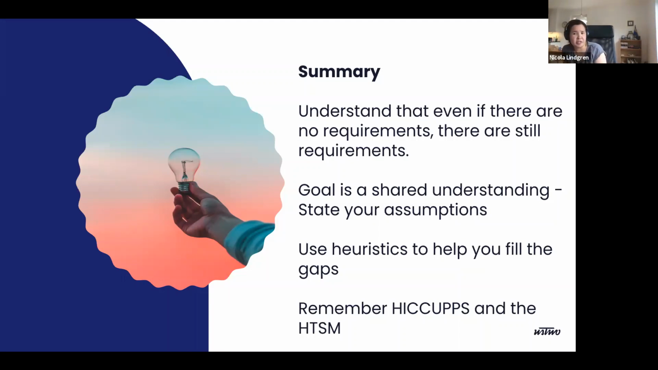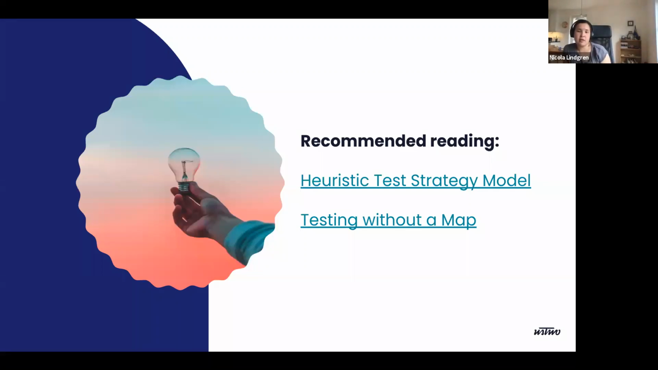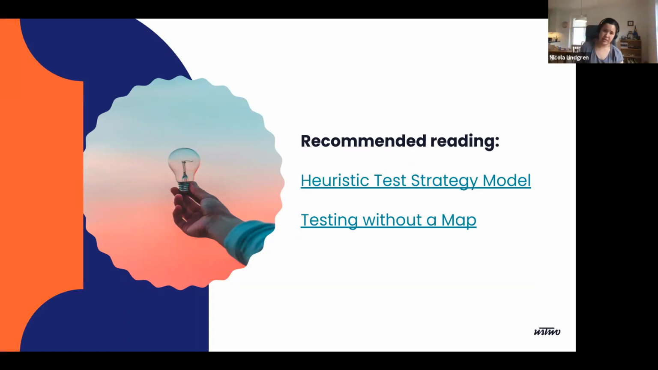Third, to use heuristics to help you fill the gaps. I really briefly touch on the heuristic test strategy model, but I think HICCUPPS is a really good thing to use. Remember heuristic test strategy model and HICCUPPS. These are some readings I recommend. If you Google them, you should be able to find them. Testing without a map goes into more detail about the heuristics, the consistency heuristics I talked about in my presentation.